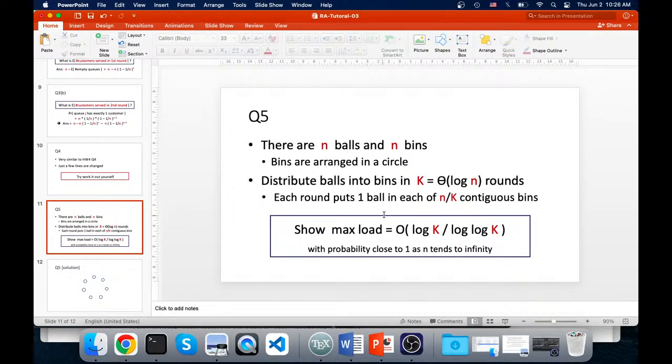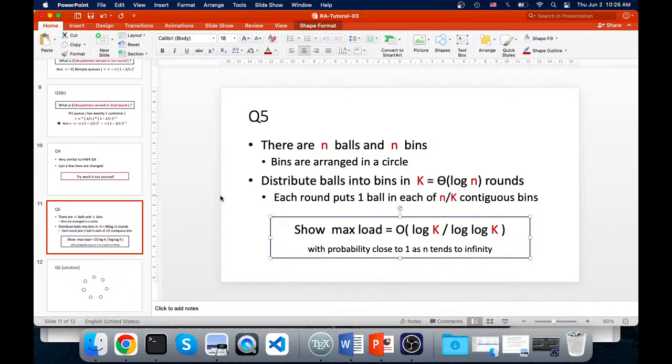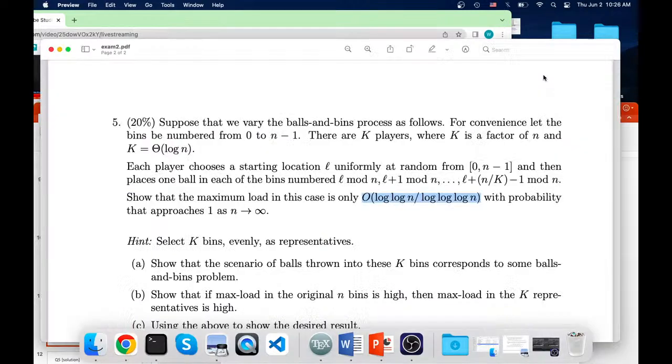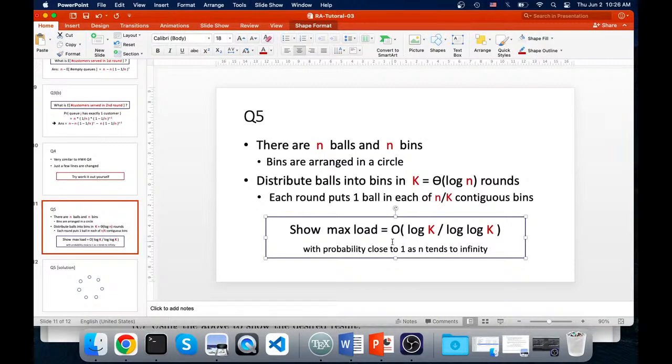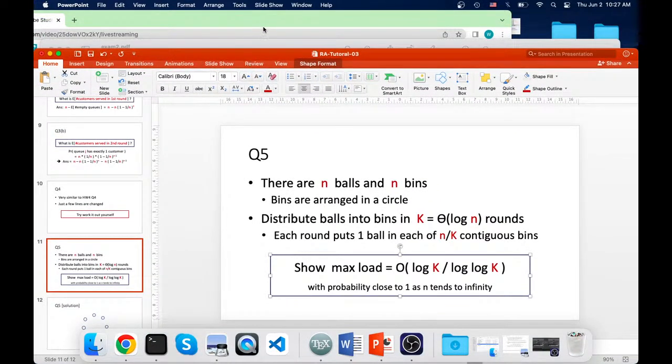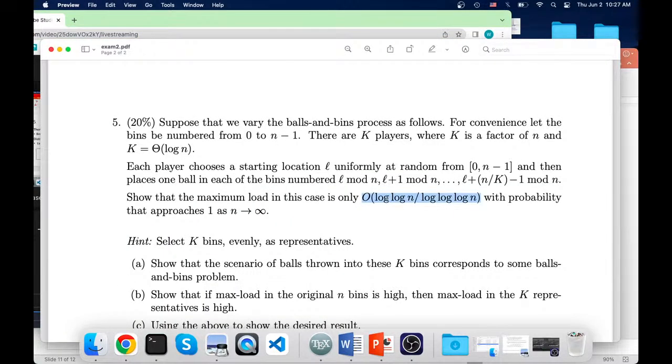And then what we are going to show here is, the magic value log n over log log n is actually coming from log k over log log k. Sorry, did I make a mistake here? So it is like a log n over log log n. Okay, so we want to show that the maximum load is of this order, log k over log log k, with probability close to 1 as n tends to infinity. So this is what we want to show. And then let's take a look at the hints. Okay, so we have the hints here.